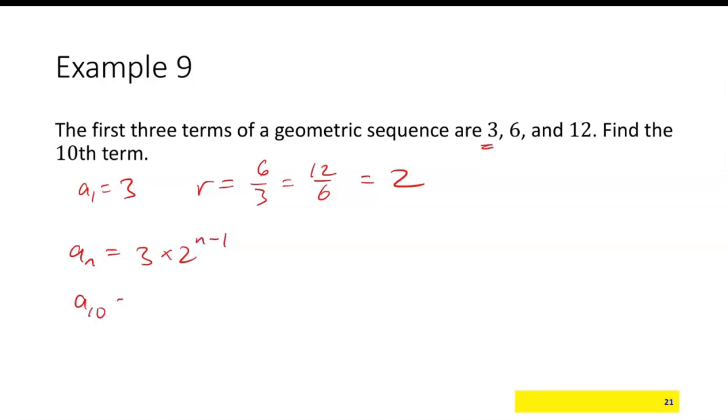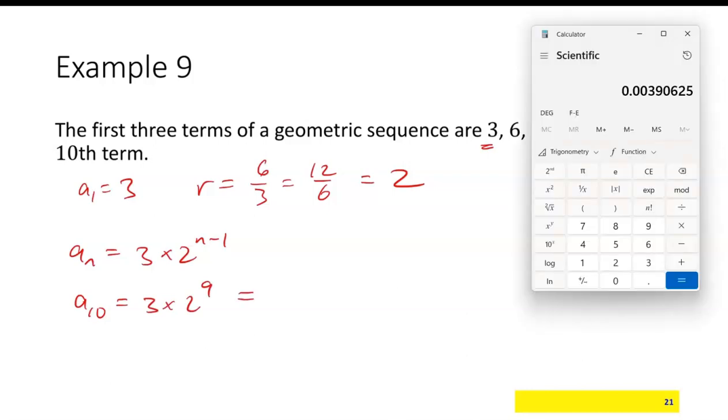And so a sub 10 would be 3 times 2 to the 9th. Right? And on a calculator, that'd be 3 times 2 to the 9th. And I get 1,536.